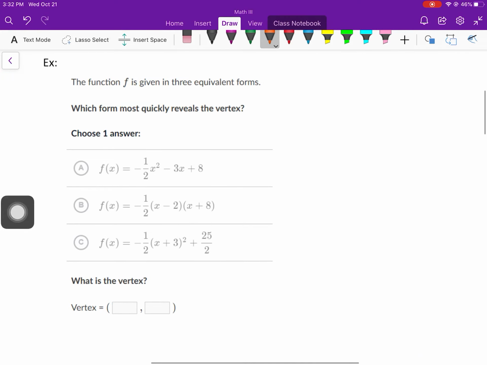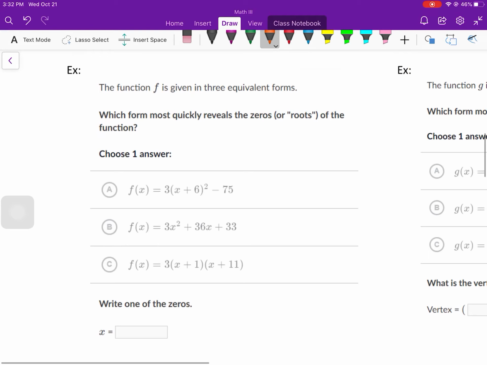What about the vertex? We're going to give that to vertex form, because if you look at this, that means we go to the left 3, if you were to graph it, and up 25 over 2, which means that we're going to go negative 3 with our x and positive 25 over 2 for our y. So vertex form is definitely going to take the trophy when it comes to finding the vertex.